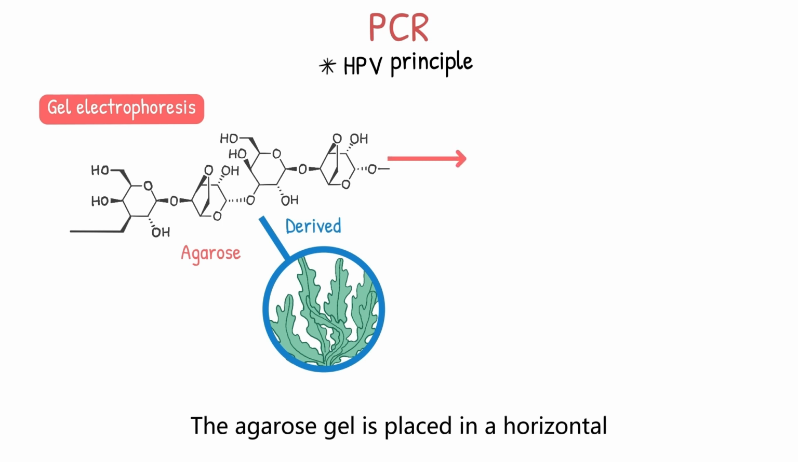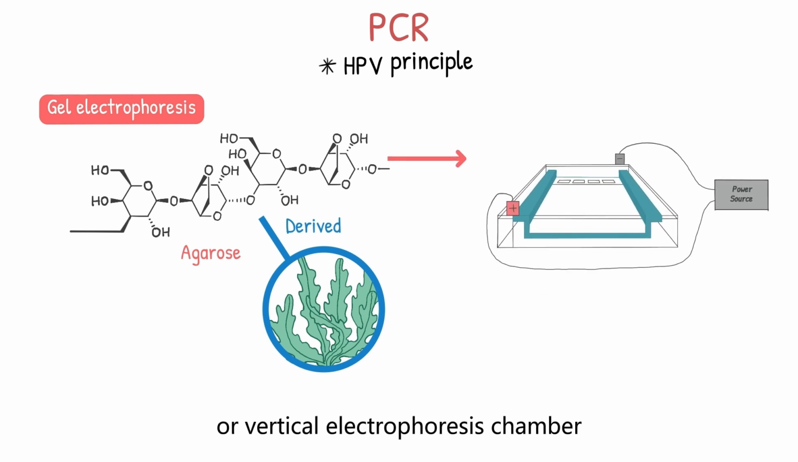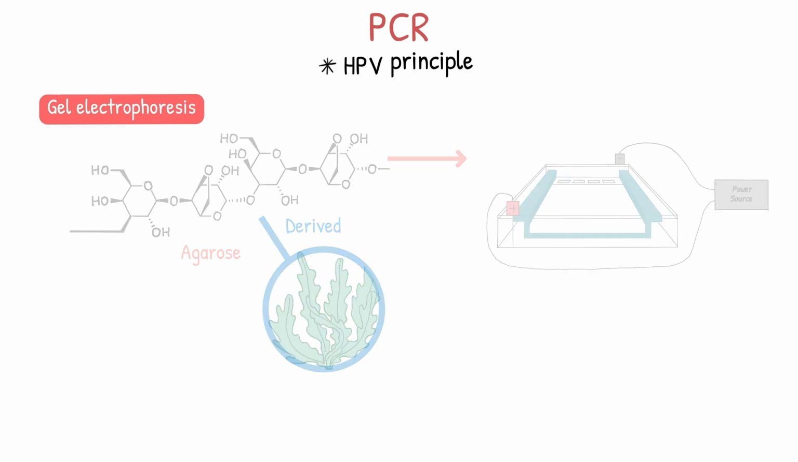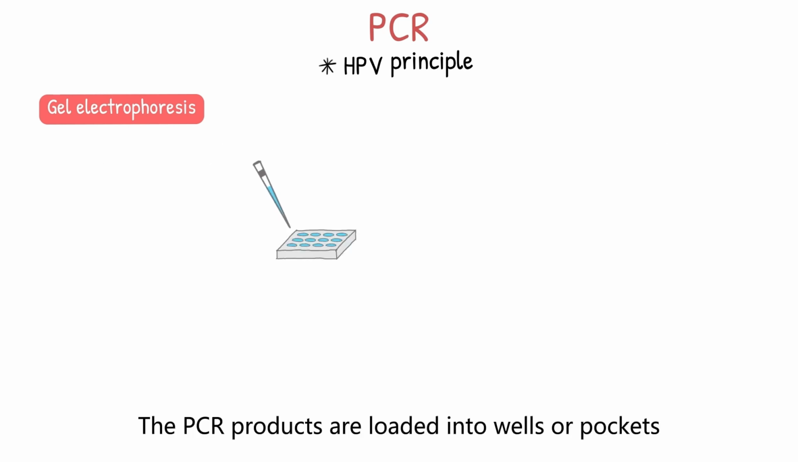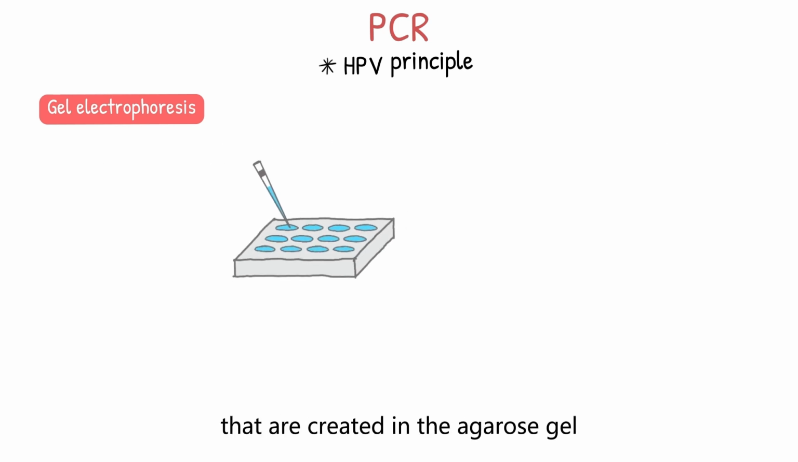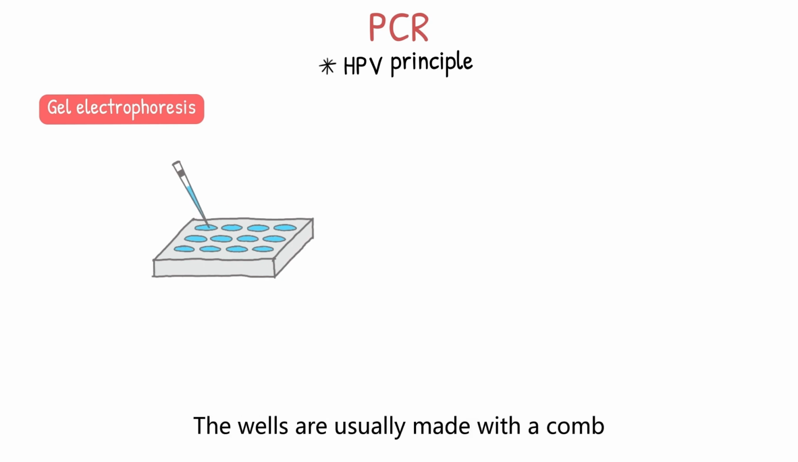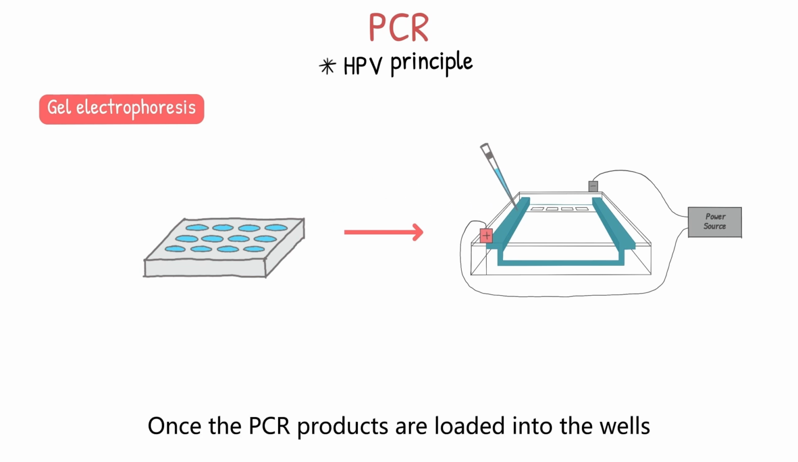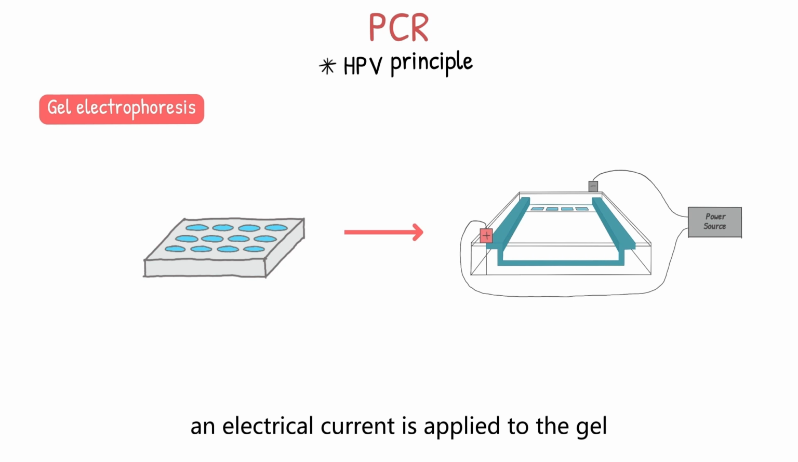The agarose gel is placed in a horizontal or vertical electrophoresis chamber, which contains electrodes that generate an electric field across the gel. The PCR products are loaded into the wells or pockets that are created in the agarose gel. The wells are usually made with a comb that is inserted into the gel before it solidifies. Once the PCR products are loaded into the wells, an electrical current is applied to the gel.